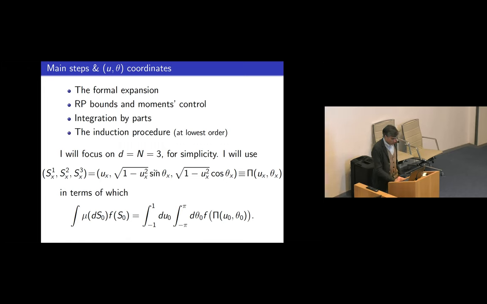So we have three component spins, and I use this representation here for the spins. I use these u, theta coordinates. I identify S1 with this variable called u, and the S2, S3 components are sine of theta, cosine of theta times a radius that depends on u. In terms of these coordinates, the uniform measure on the sphere is mapped onto a uniform measure in u and theta. So in terms of the spherical coordinates, u is cosine of phi, and theta is theta.